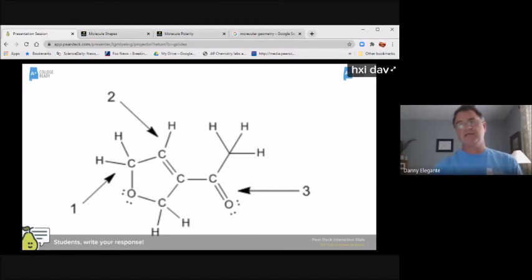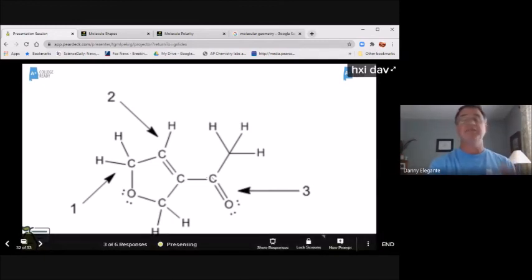So the key here is you ought to be able to answer all these things. And this particular one is sp2 hybridized. And you could also calculate formal charge and all of those other things.